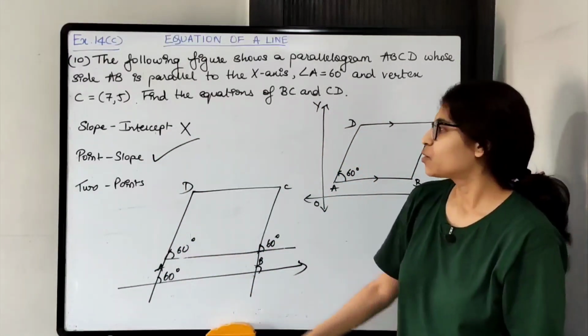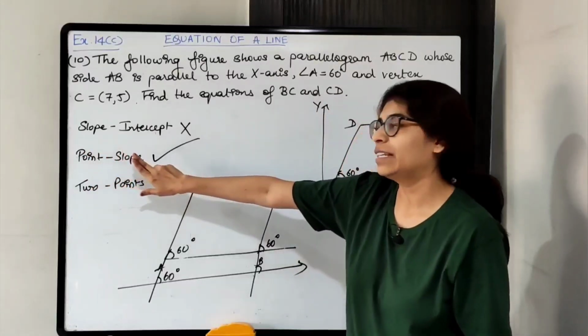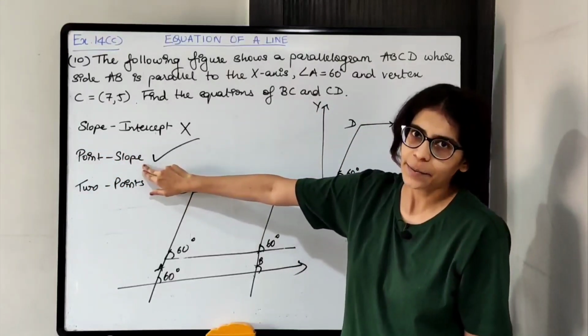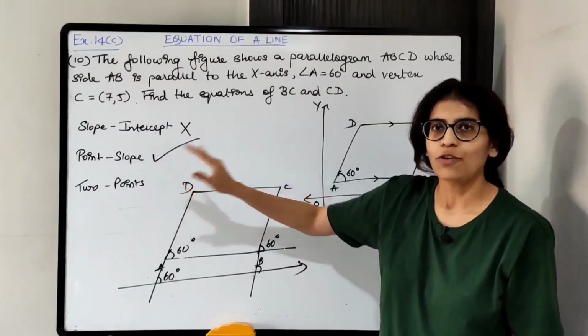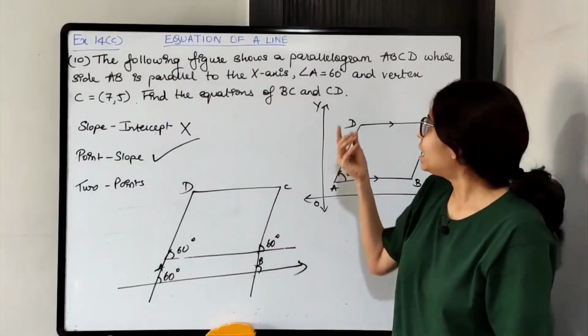So I can use point slope form over here. We know one point's coordinates. We can easily find the slope using theta. So we can use this formula for BC.